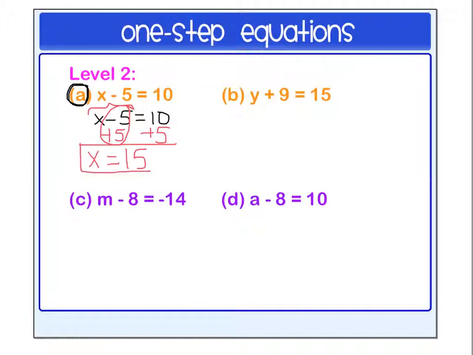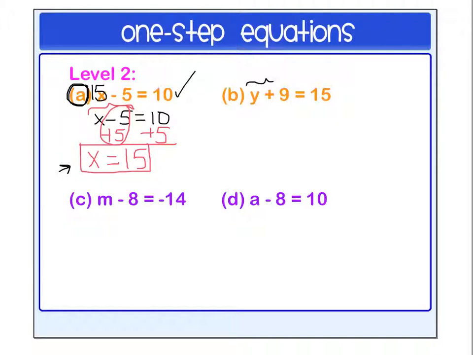Now I understand that some of these are fairly simple and you probably could do them in your head, but I want you to get through the process of showing your work because you're going to need it later on in today's lesson. Now the best part about one-step equations is you can always go back and check your work. Since I said that x equals 15, I'm going to plug the 15 in up here and check. Does 15 minus 5 equal 10? And yes, it does. So now I can go to problem B.